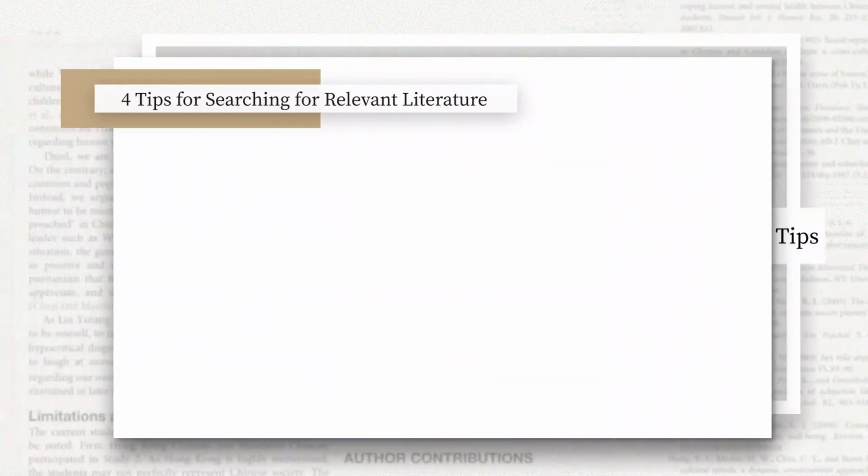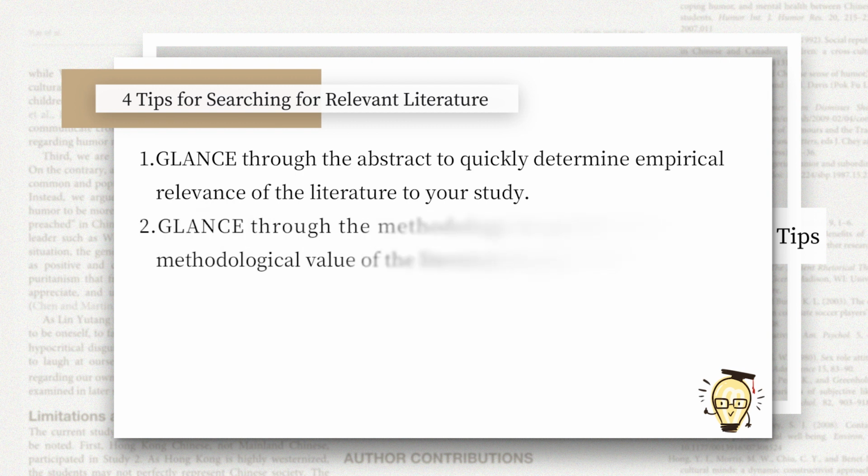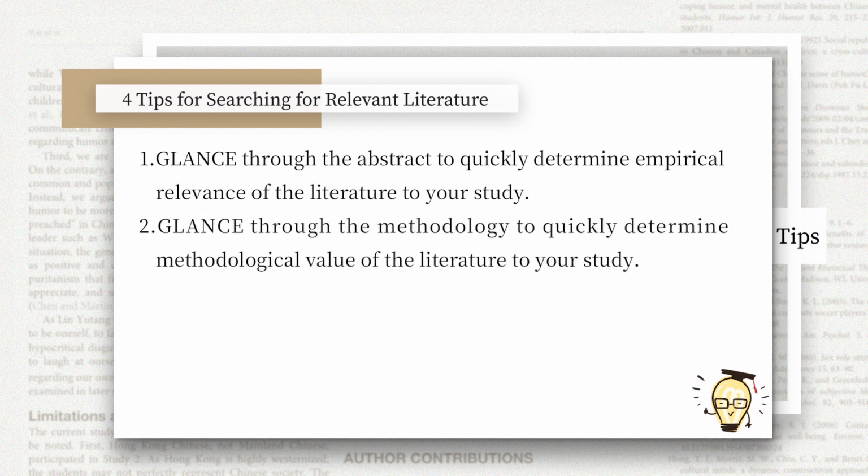Next, how do you find the right literature review for your present study? I would recommend you to do a four glance, meaning a quick look. First, you glance through the abstracts to quickly determine the empirical relevance of the literature to your study. So just look at the abstract, you know what it is. Second, you glance through the methodology to quickly determine the methodological value of the literature to your study.